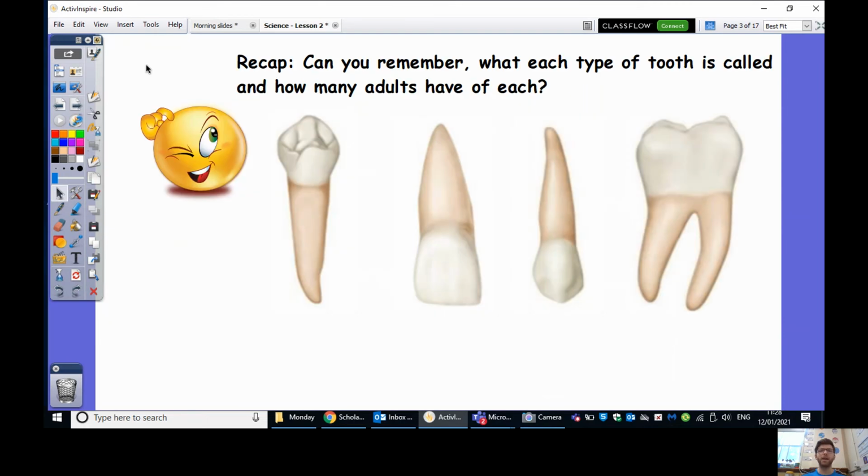So, as a quick recap, can you remember what each type of tooth is called and how many adults have of each of them? So pause the video now. Can you name the 4 main types of teeth, even though there are 5? And also how many do adults have of each one of these types of tooth? Okay, pause the video now.